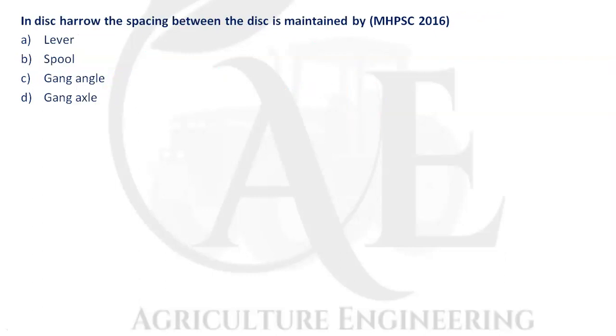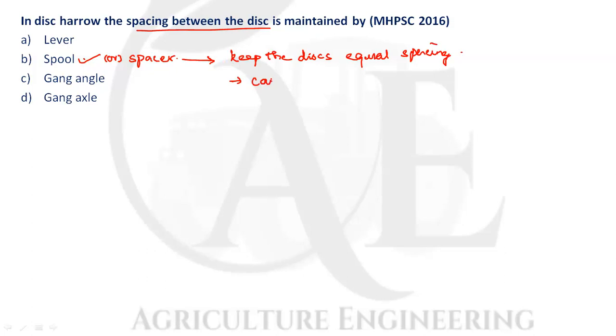Next question. In a disk harrow, the spacing between the disks is maintained by what? It is known as a spool or spacer. It usually keeps the disks at equal spacing. The spool is made of cast iron, and it is also known as a spacer.